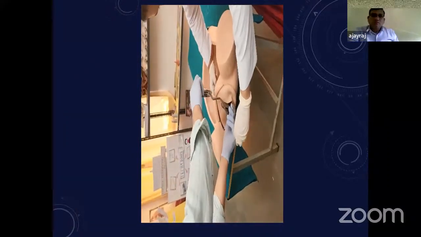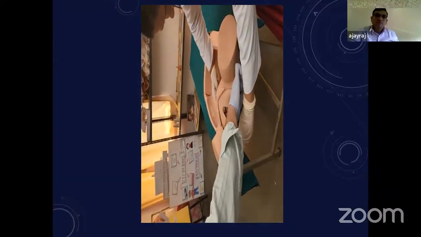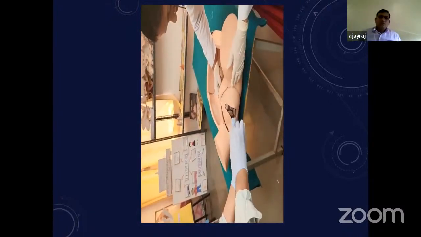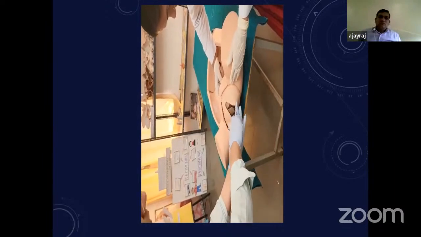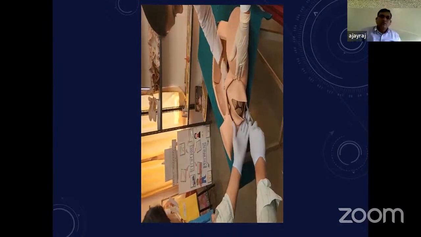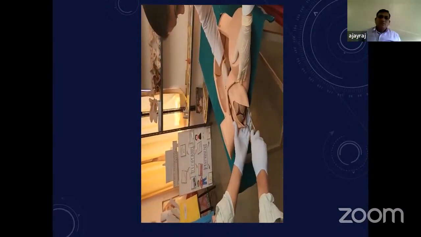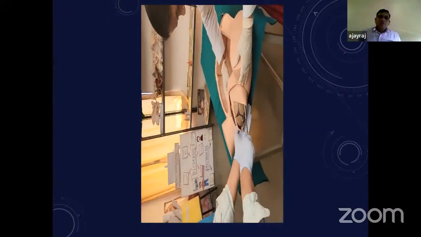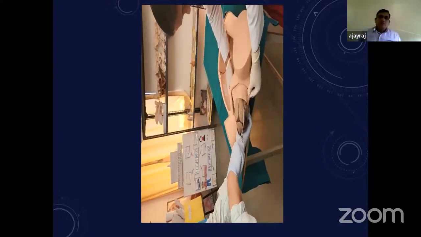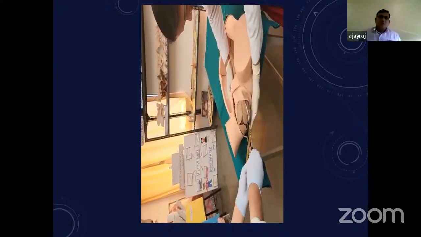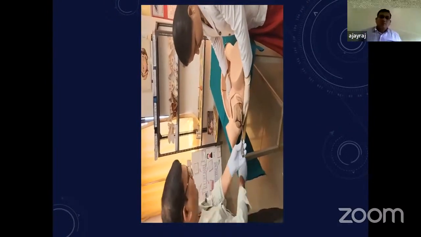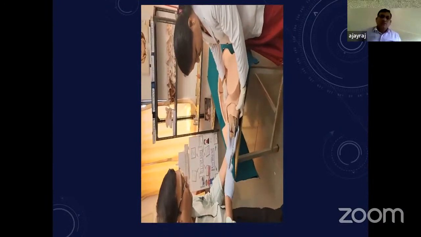Then apply the other blade in a similar manner on the right side. You have applied both the blades. Just check once for the position. Now the traction: downwards, backwards, horizontal and then upwards until the jaw reaches the perineum. Remove the first blade first, that is the right blade, then the left blade.